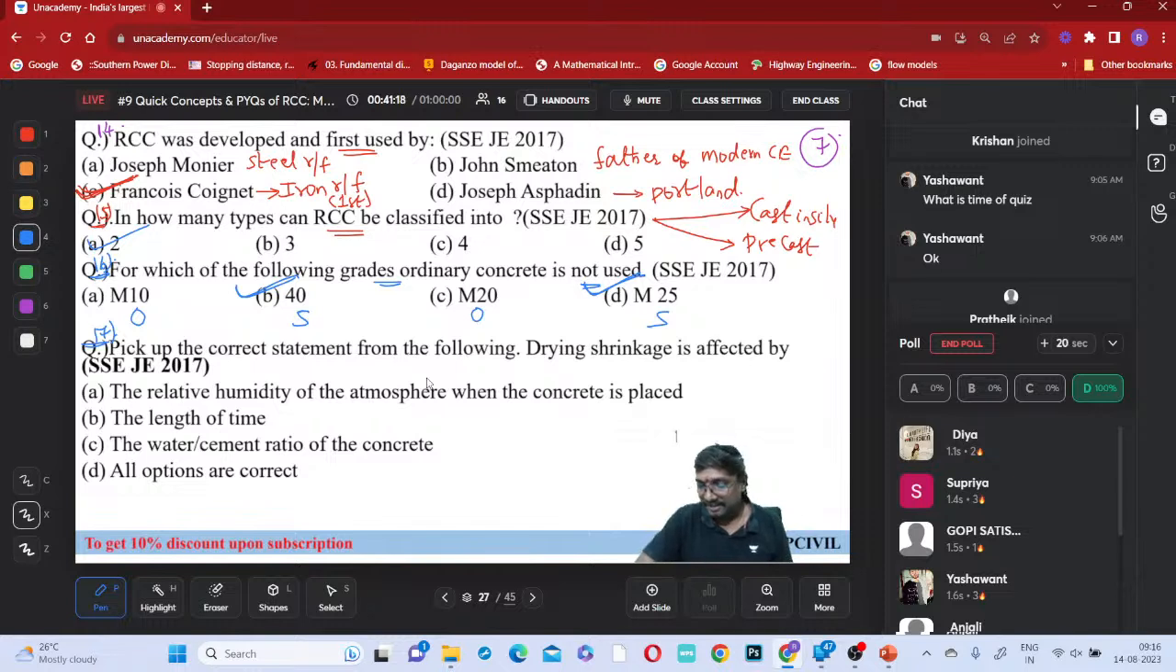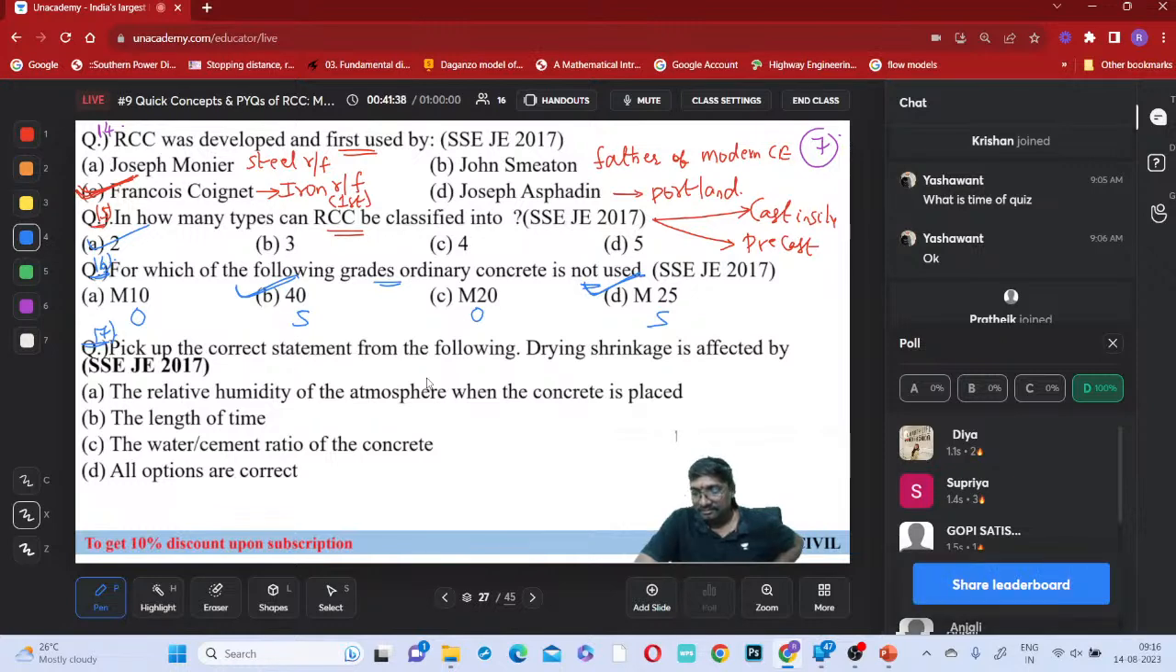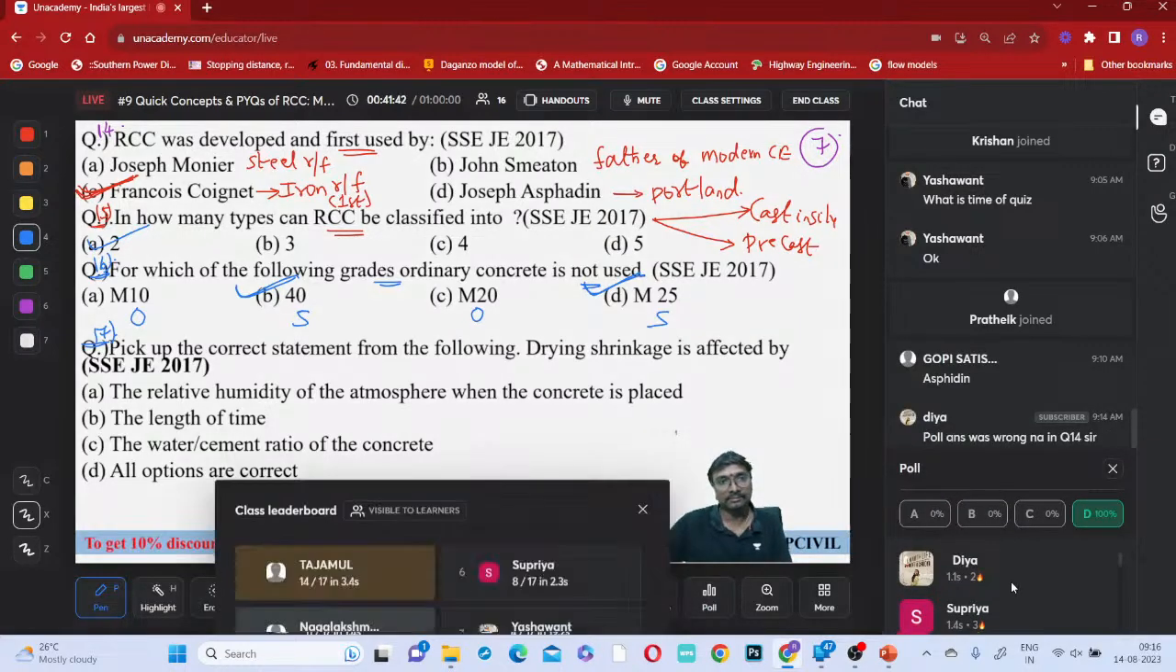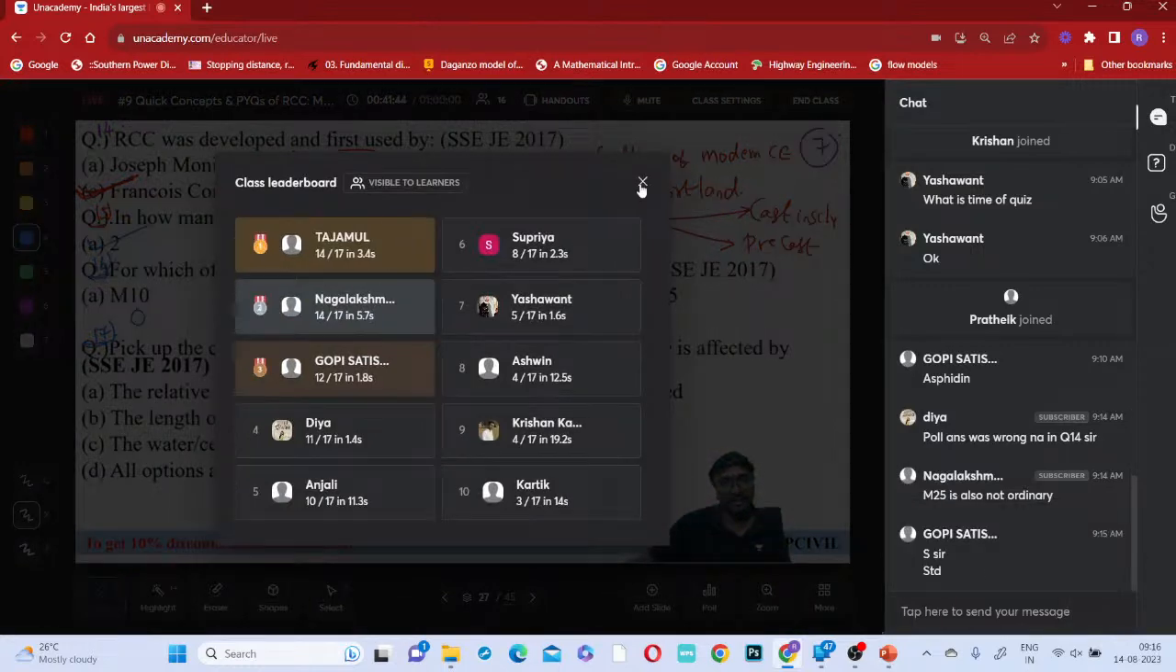If you consider this PCC, then M20 also may come. But generally that is not given like that. RCC or PCC, it is given single only, right? Okay, this one. Tajamul first, Nagalakshmi second, right?